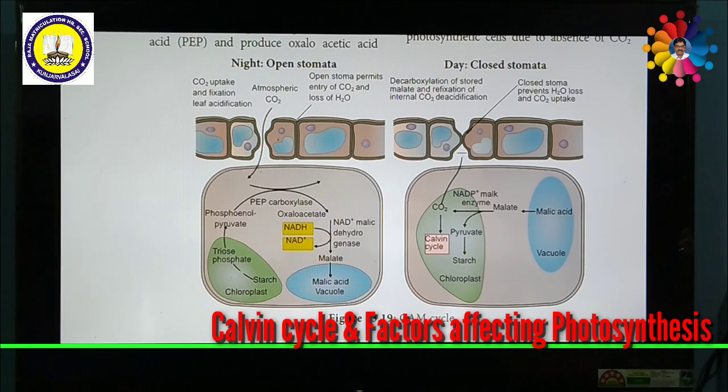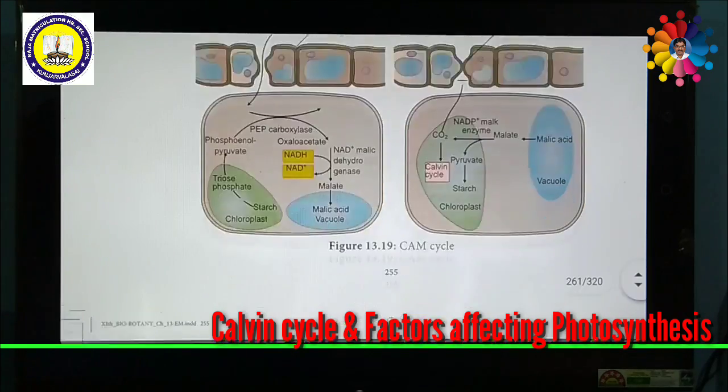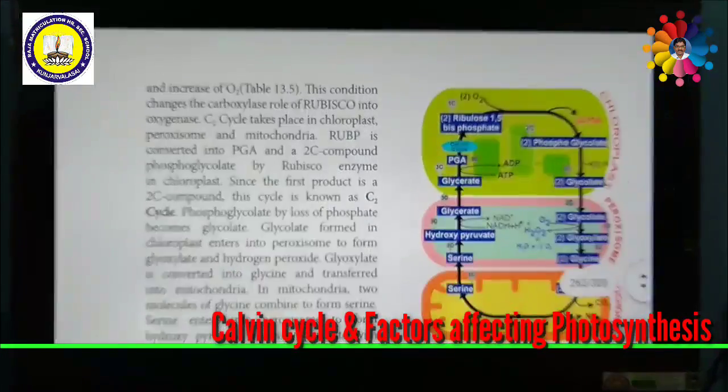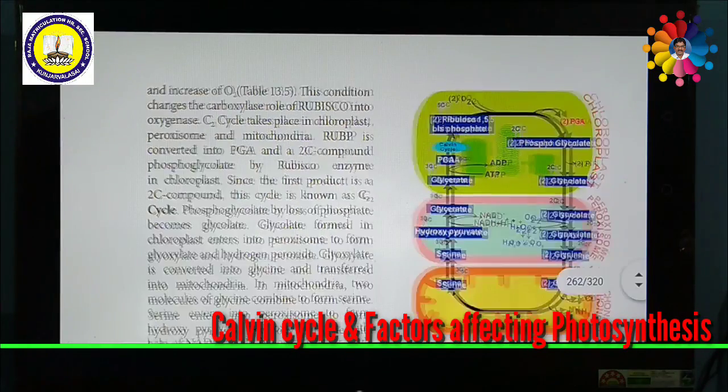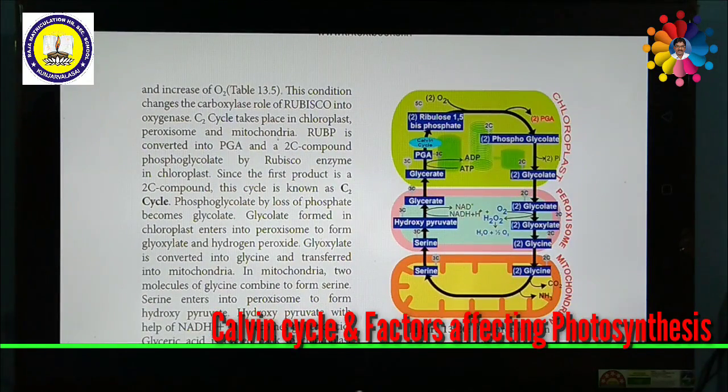Now we are going to see another important concept, which is called photorespiration. Photorespiration is also called the C2 cycle or photosynthetic carbon oxidation cycle. This can be seen with the help of this picture. So this is the C2 cycle or photorespiratory cycle.